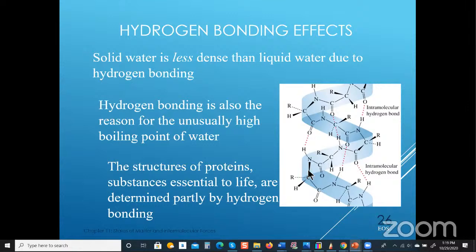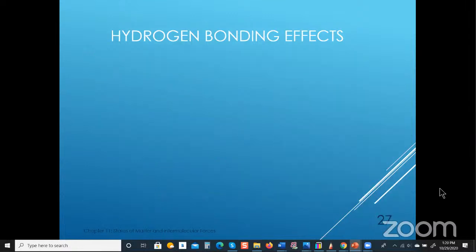Okay, so I mentioned already that solid water is less dense compared to liquid, and I mentioned also the high boiling point of water due to hydrogen bonding. So let me move on to the next slide.